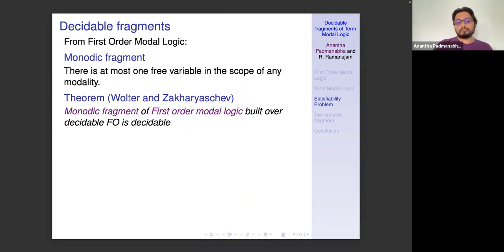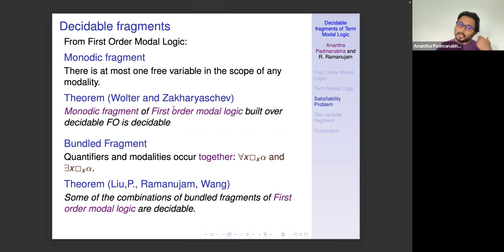Now, Wolter and Zakharyaschev proved that if you start with any decidable FO fragment, like unary or two variable or guarded fragment, and extend it to first order modal logic with the monodic restriction, it will still give us a decidable fragment of first order modal logic, right? So that is one. And in the previous talk, Mo told us about the bundled fragment, where some of the combinations have proved to be useful and decidable, right? So these are some of the fragments known from first order modal logic which are decidable.